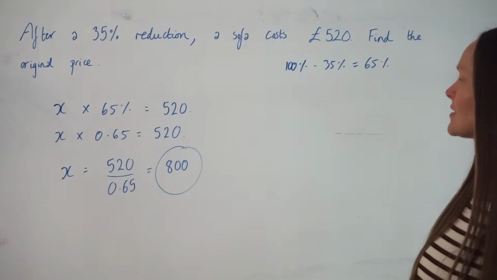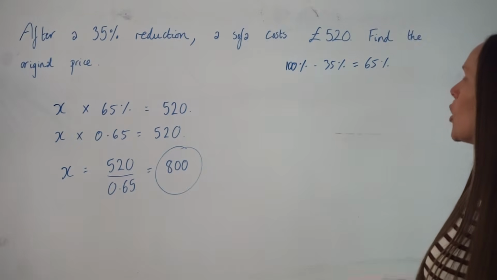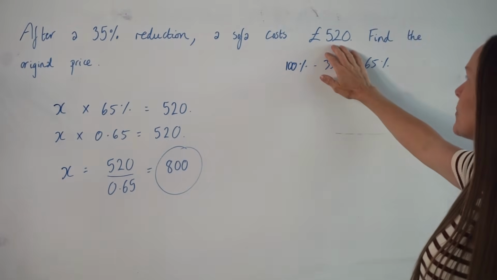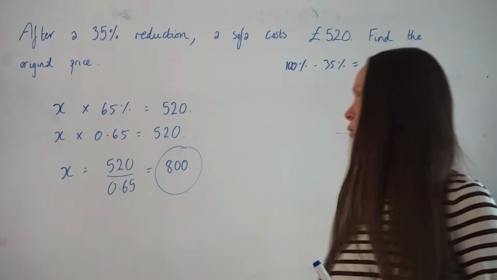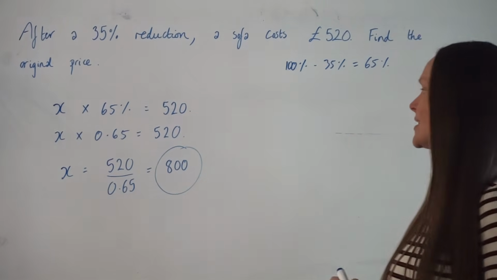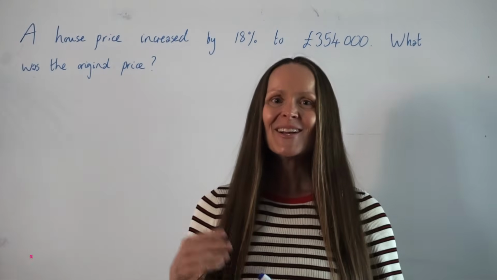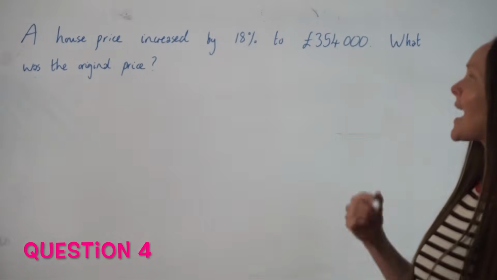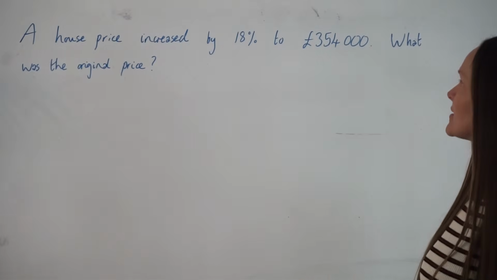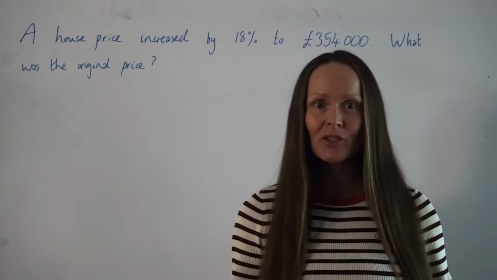And just like previously, always just do a check at the end. Does the answer make sense? We know that £520 is a reduction on the original price, so you would expect the original price to be higher, which it is. Okay, so there's the answer to this question. So in this question, we're told that a house price increased by 18% to £354,000. What was the original price?